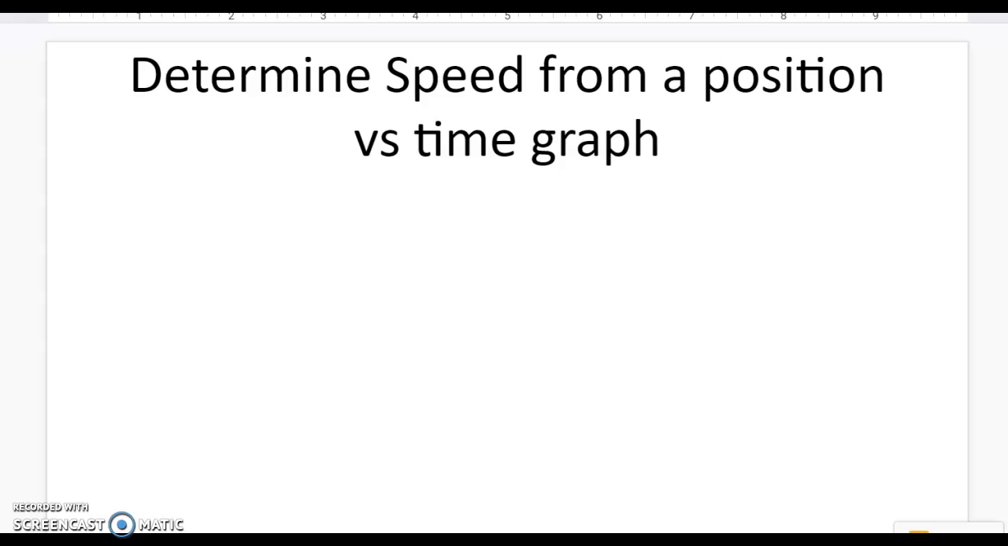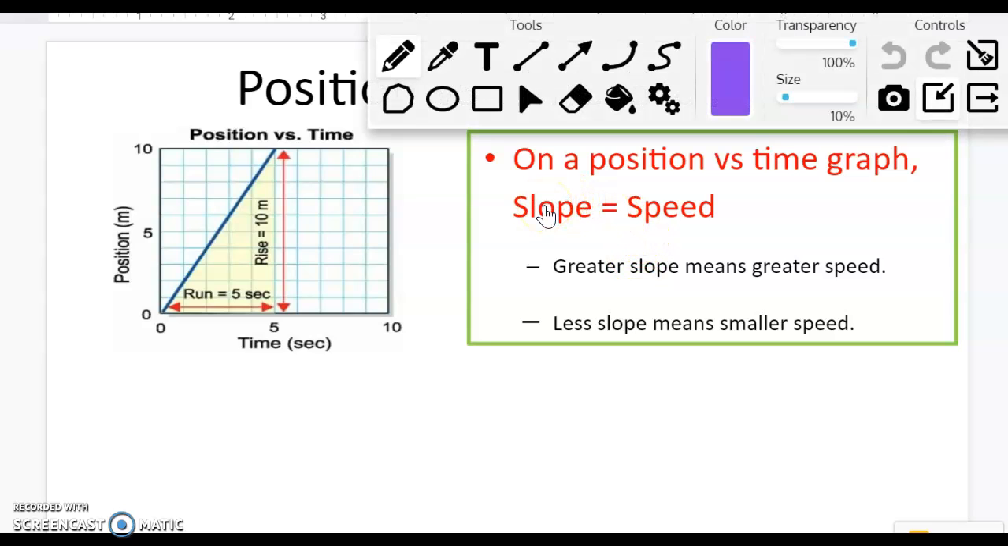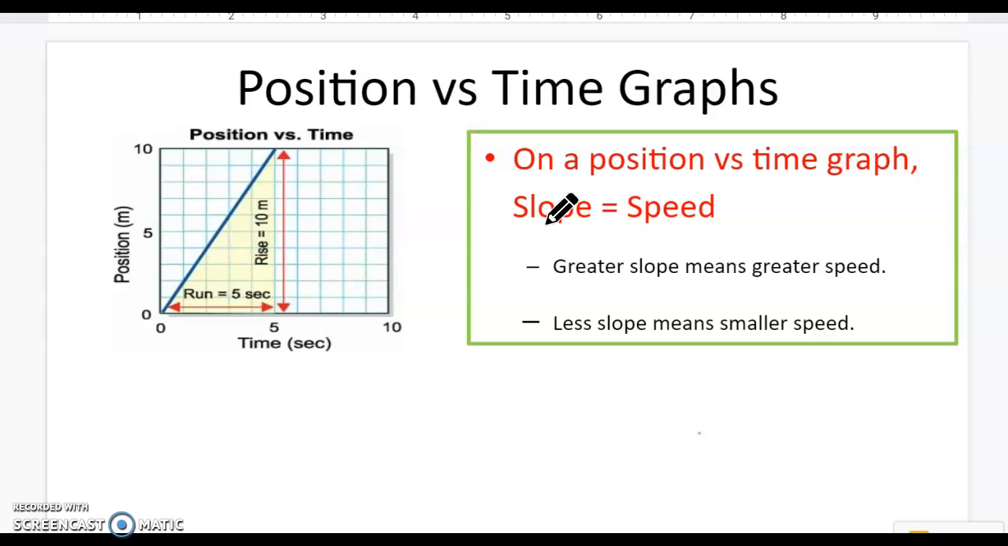Hey physics peeps, we're going to look at determining speed from a position versus time graph. When you are given a position versus time graph, the speed is the same as the slope. And you already know how to find slope as y2 minus y1 over x2 minus x1. So you could do that in this case by using this line, and you're looking for the slope of the section, from where it starts to where it finishes.